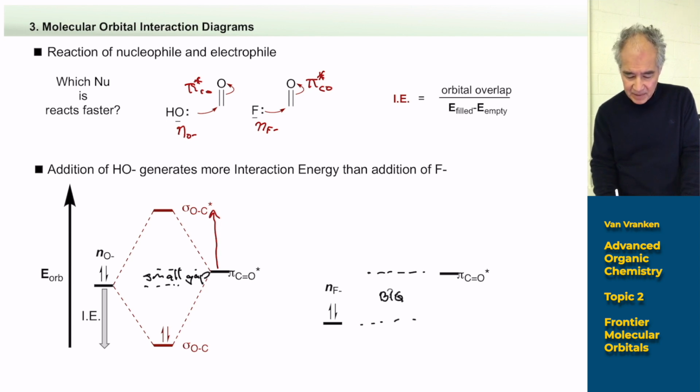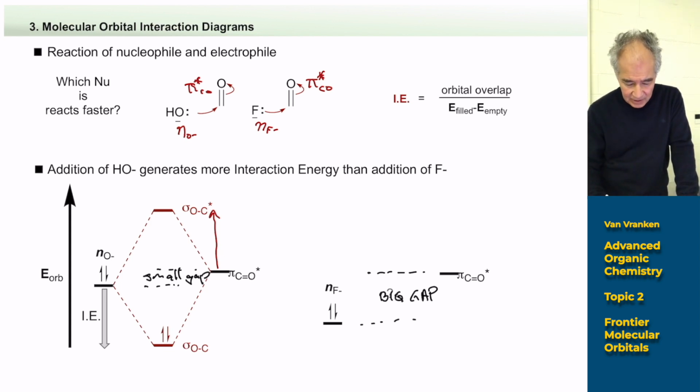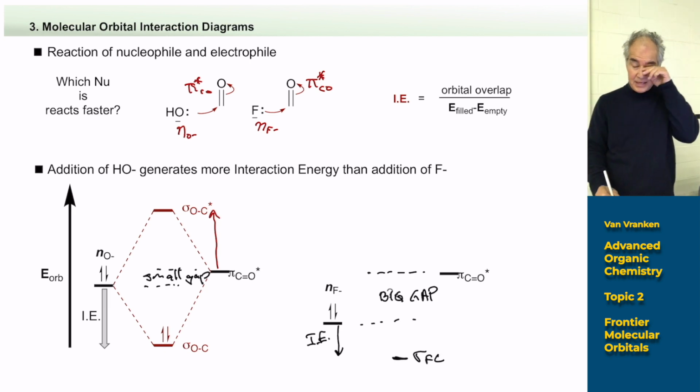Or I should say a bigger gap. The gap is noticeably bigger. And that means that the interaction energy that I get out of here is going to be smaller. Now, you don't know exactly how much smaller that is. You can't predict that. And I'm going to generate a new orbital when I make this bond between carbon and fluorine, a CF bond.